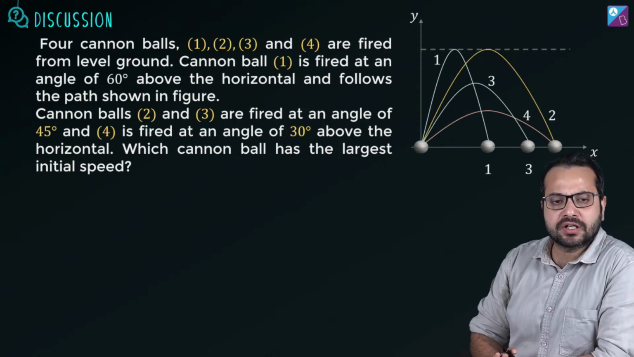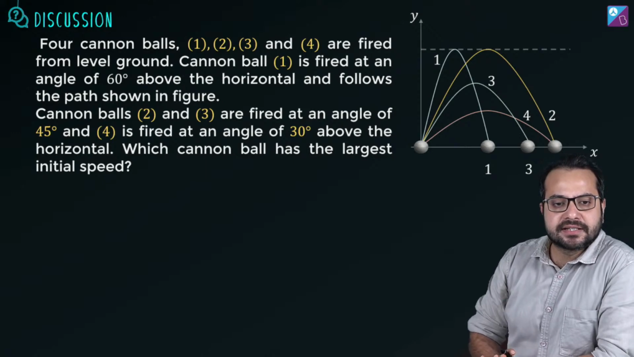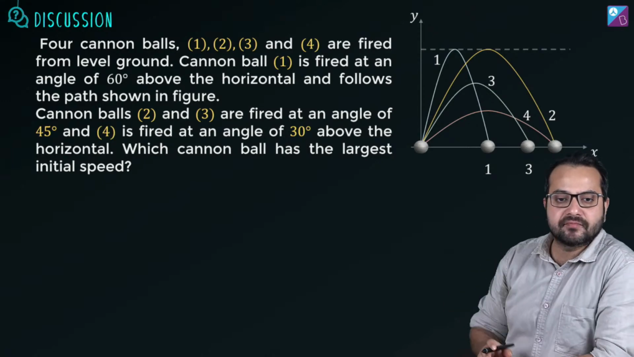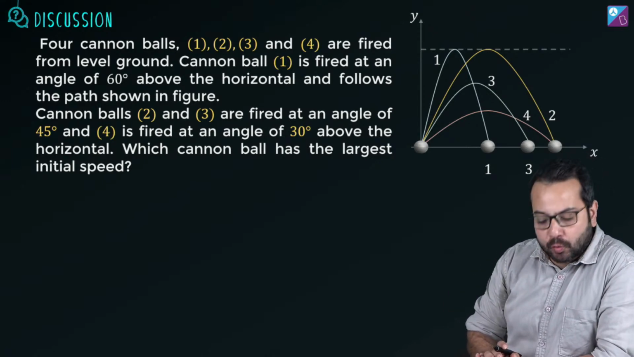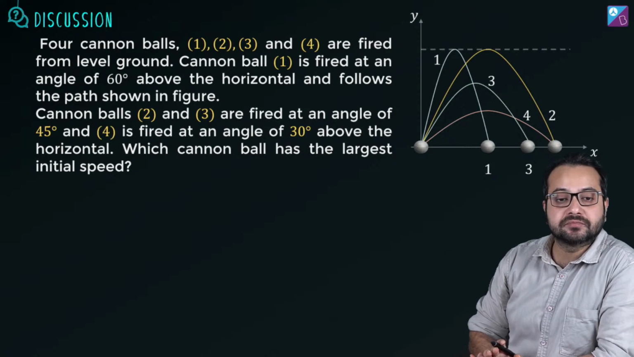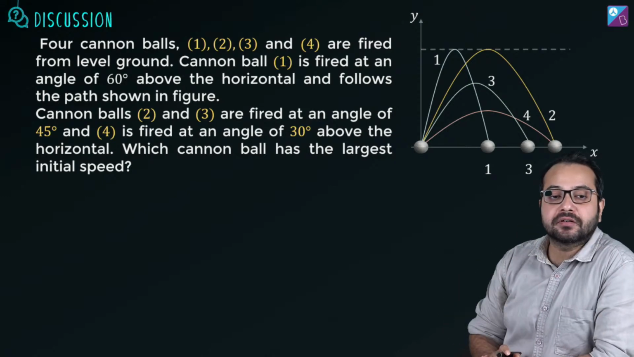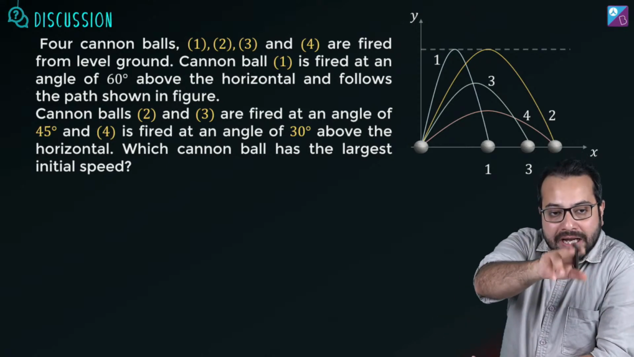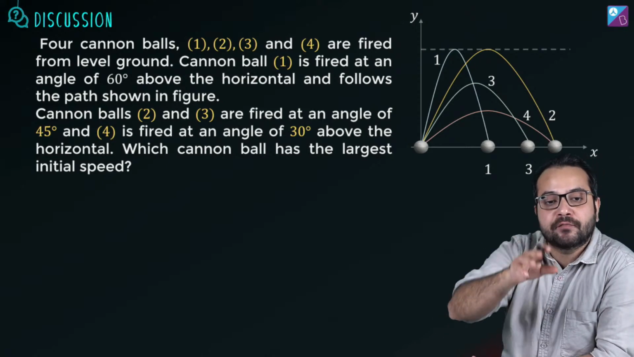Not sure if that is correct. Sir, max height of 1 and 2 is equal. Yes, Nikita. And range में 2 is greater. Okay. 1 and 2 में, how do we figure out the speed? We are talking about the speed. Nikita, you are absolutely right. Maximum height of 1 and 2 is equal.